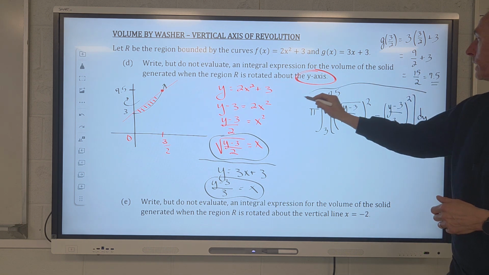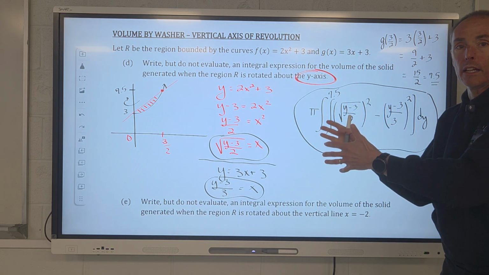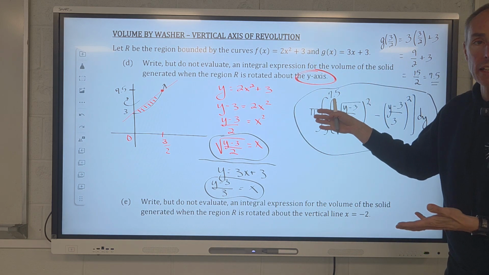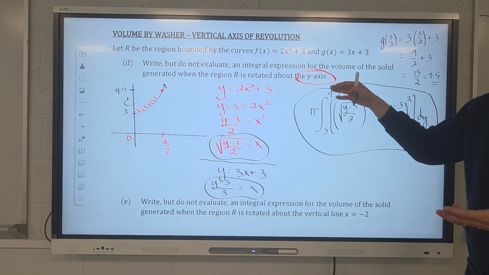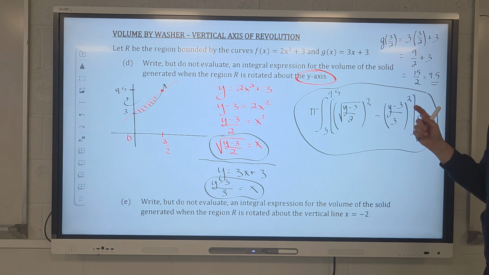So there you go, a really big change in the setup, but the concept is the same. There's an outer radius, there's an inner radius, there's a pi constant on the outside, there's a lower limit of integration, an upper limit. So all that is very similar. All right, now where do we go from here?